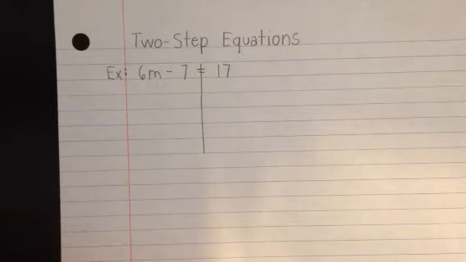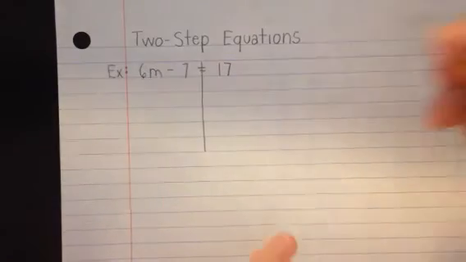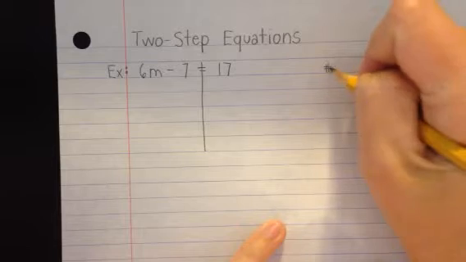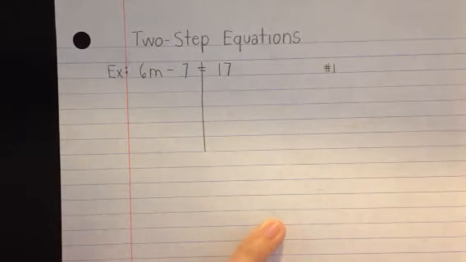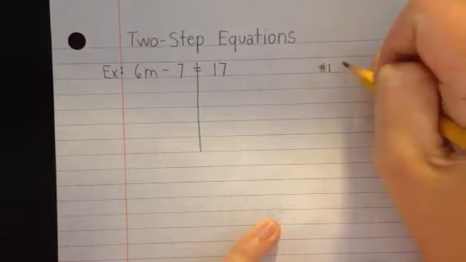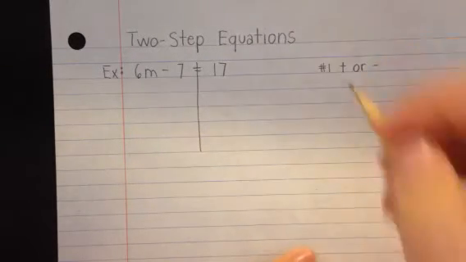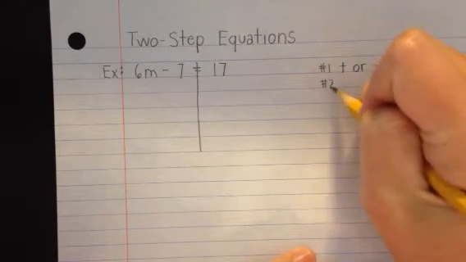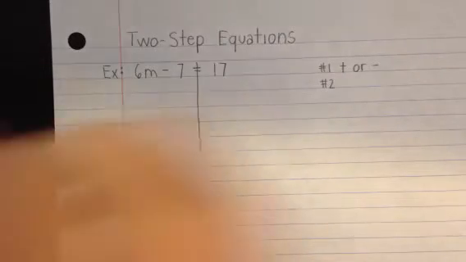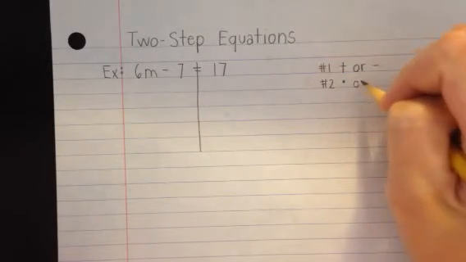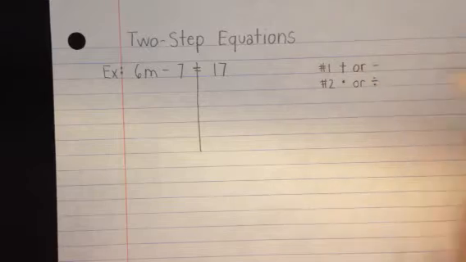Today we're looking at two-step equations. So I want to remind you, when you are solving two-step equations, the number one thing you are going to do to get the variable by itself is add or subtract. And the number two thing you are going to do is multiply or divide.